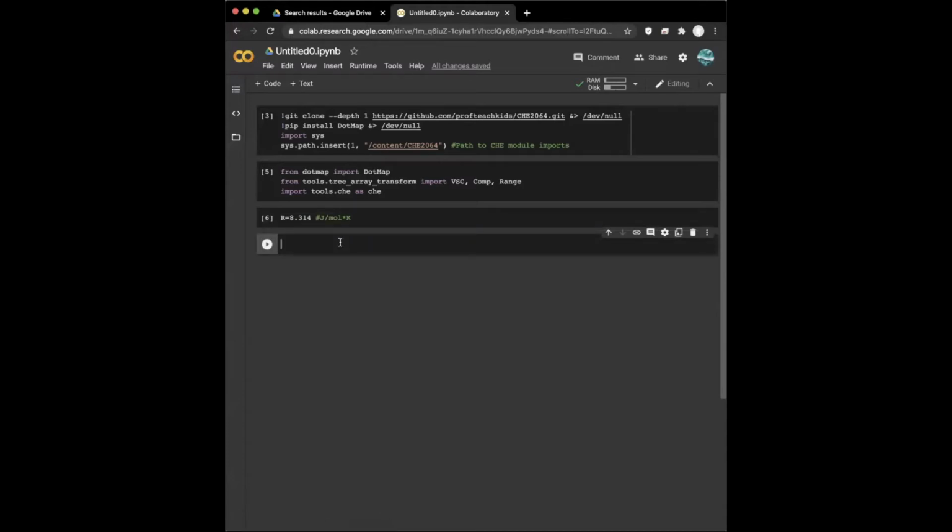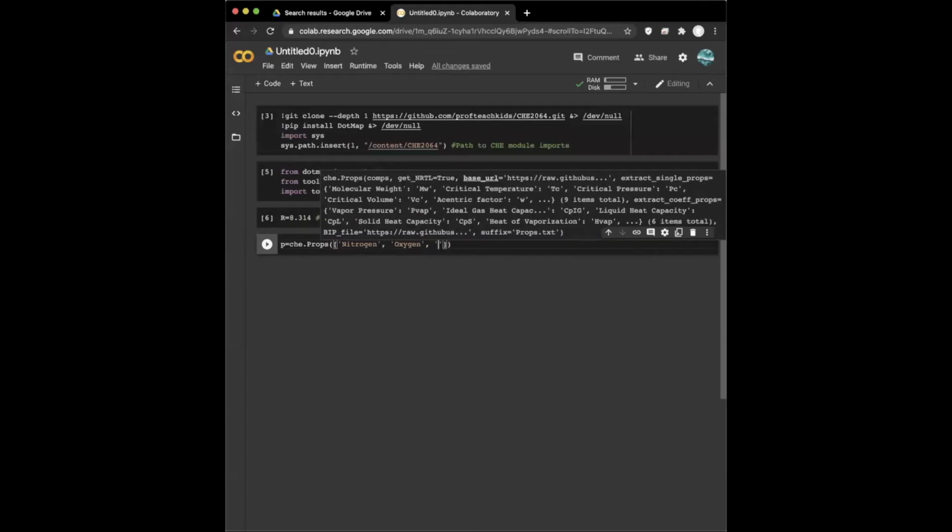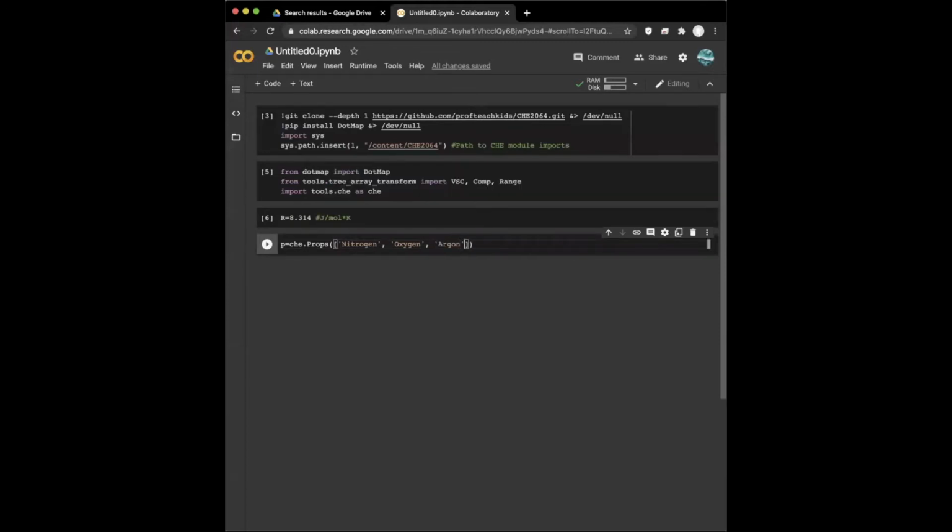So now we're going to do p equals che dot props. This is where we will put our different substances that we have. Nitrogen, I didn't spell that right. Nitrogen, there we go. And then we have oxygen. Then we have argon. And then we have water. So we're going to do that. Make sure that's good. Okay.